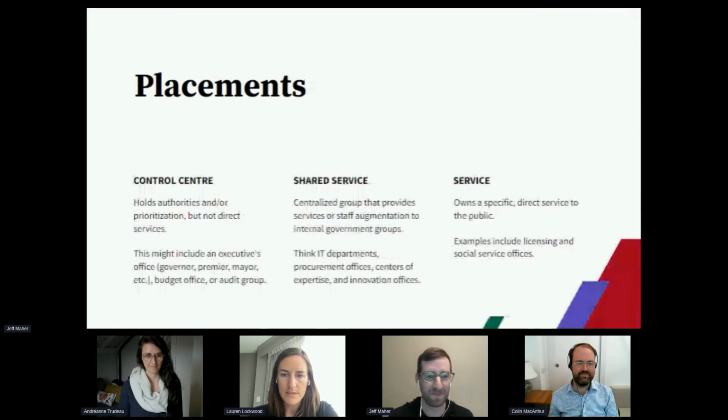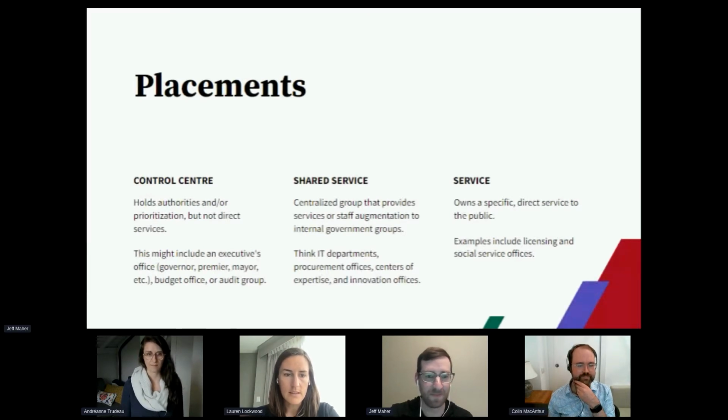So the different placements, just to start us off here. The work that each team does and its ability to achieve its goals really depends on several things, including where the effort is housed within the organization. To keep things simple, we're going to talk about 3 common placements for digital service efforts in government. The first is what we're calling a control center. This is a group that's close to authority, sometimes even physically located next to a mayor's office or a governor's office, and is really a place where you're in close proximity to control.